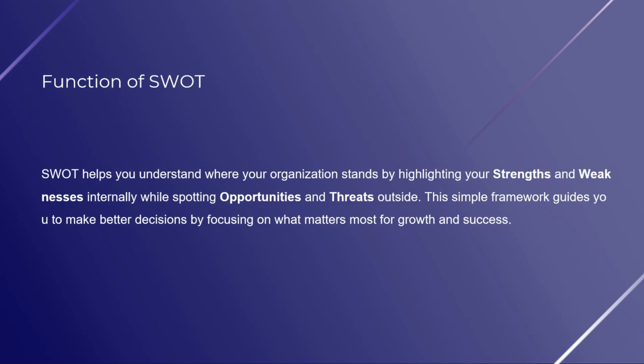Action of SWOT. SWOT works by dividing information into four categories. Strengths and weaknesses are the internal factors, meaning they are related to the organization itself. For example, resources, skills, technology, or limitations. Opportunities and threats are the external factors which come from the market environment, such as customer trends, competitors, and economic changes. By analyzing these factors, organizations can understand their position and focus on the areas that create the most value.